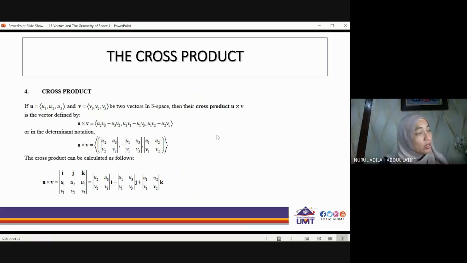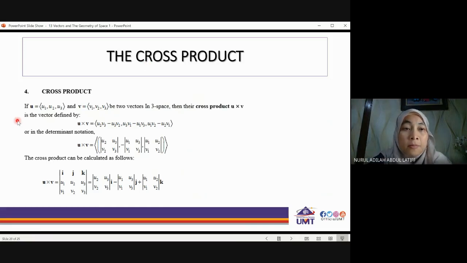Yes, the cross product. Okay, what is the cross product? If you want to have a look, it is easy, the calculation is easy, but how to calculate the cross product is actually reminding you back or refreshing you from the first topic, our first topic, which is matrices. Okay, matrices, student.